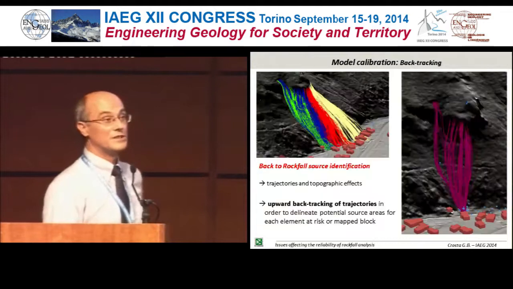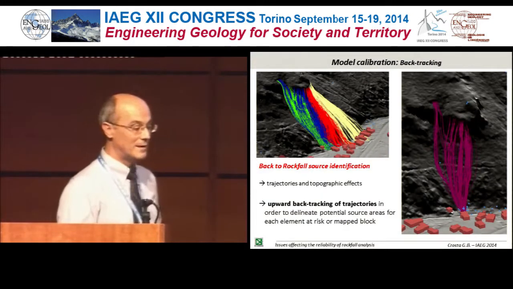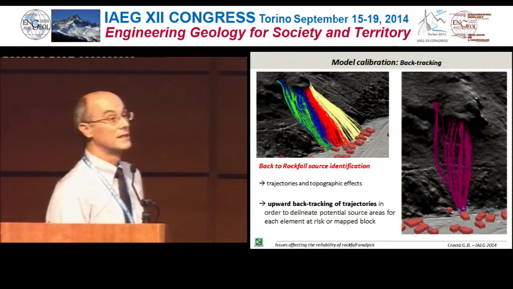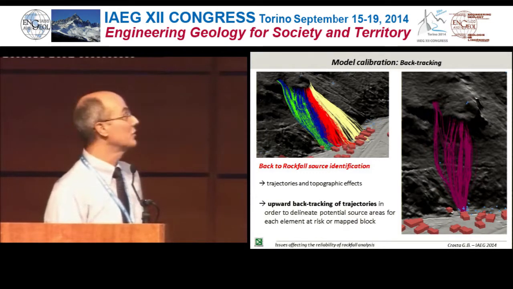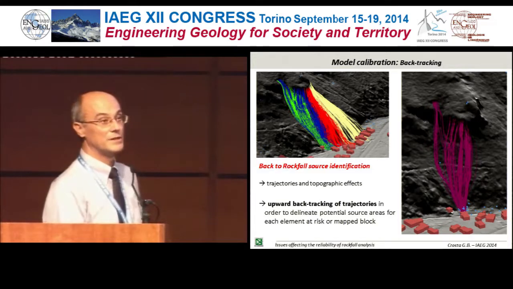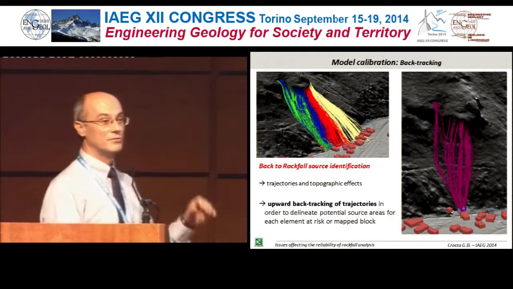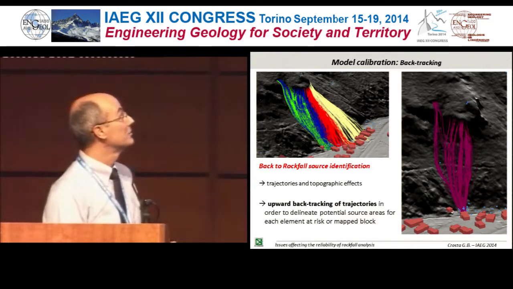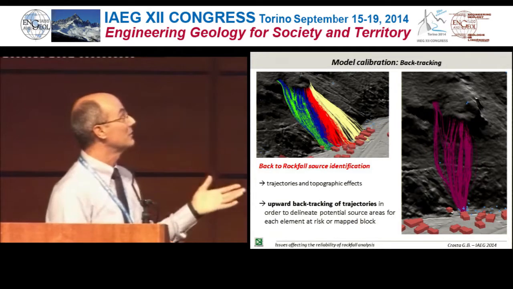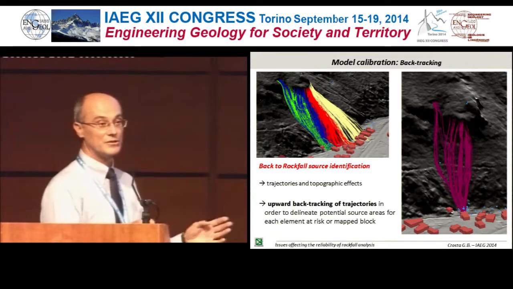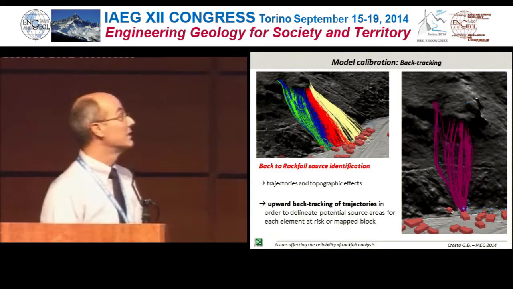Another way to look at calibration, for example, is to backtrack rockfalls. In this case, we can backtrack rockfalls starting from the arrested block position or from some building position, so we can fix the target, or the real block at the end of the trajectory, and then we can go back and try to define exactly the possible source areas. This is important also because it shows one of the main problems in 3D modeling, that you can have convergence or divergence of trajectories from very close by sources.